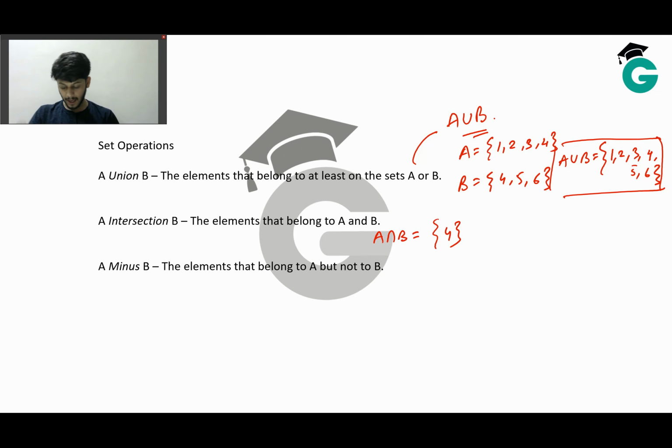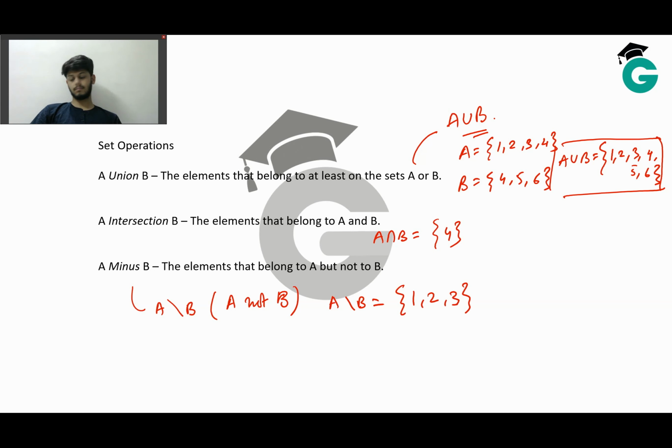Now what is A minus B? This is denoted by this sign. It is also read as A not B. It means that the element has to belong to A but not to B. Out of 1, 2, 3, 4, the elements 1, 2, 3 belong to A, and 4 also belongs to A, but 4 is also in B, and we do not want that. So A not B is equal to 1, 2, and 3.